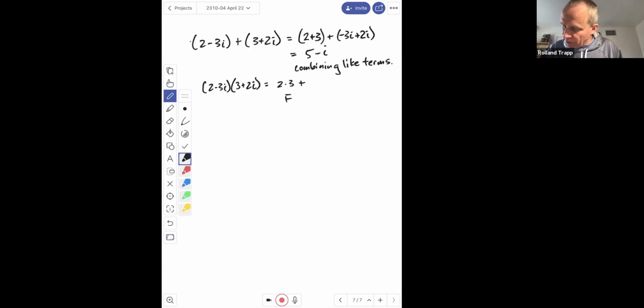Then the outers is going to be 2 times 2i, right? That's the O from FOIL. The inners is going to be negative 3i times 3. That's the I from FOIL. And lastly, I'm going to get negative 3i, sorry, shoot. So if it was negative 3x times 2x, you would just get negative 6x squared. But it's going to be negative 6i squared, and that's the L.